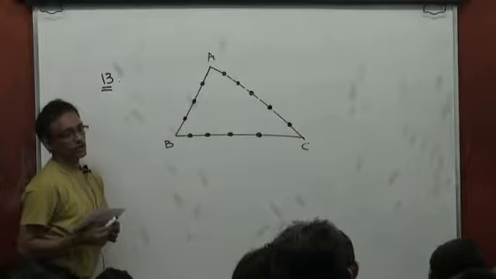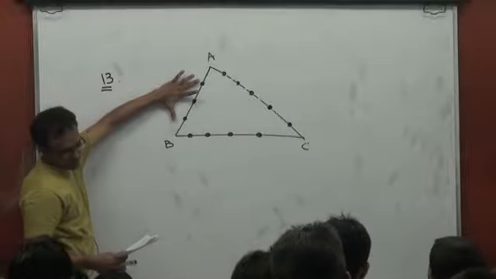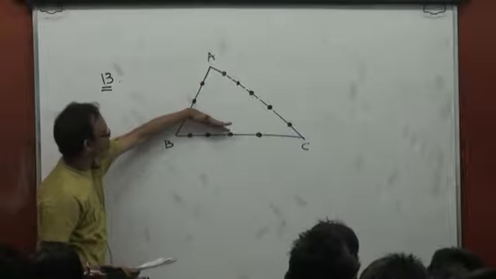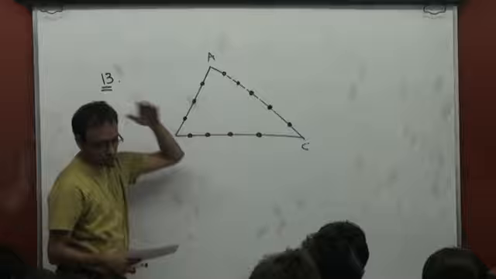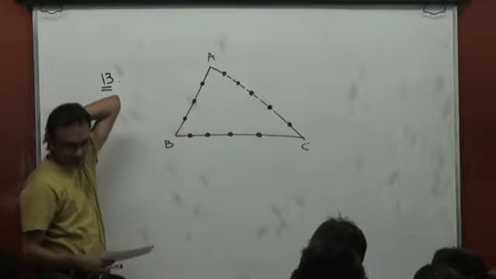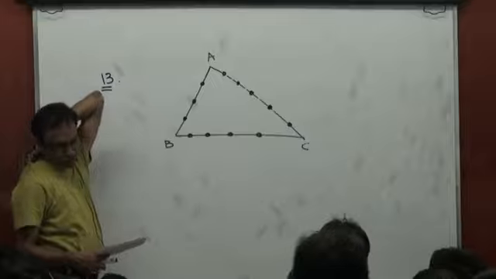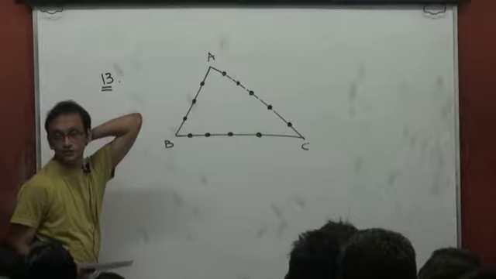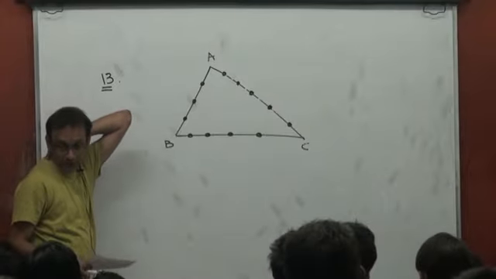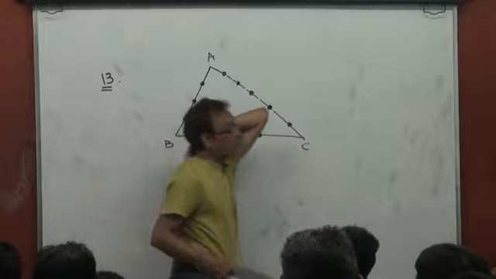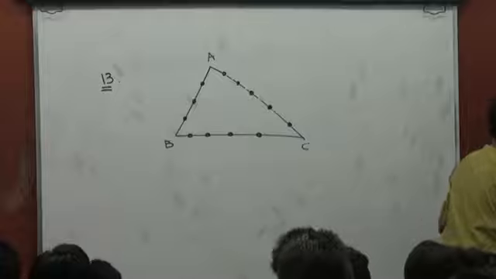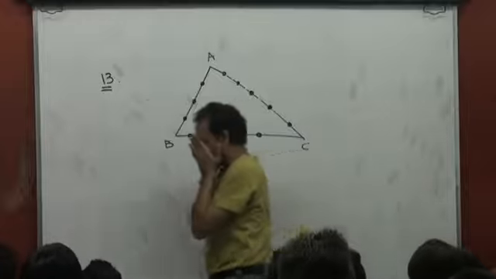These are three sides of a triangle and there are 3 points marked on AB, 4 points marked on BC and 5 points marked on AC. And we want to create triangles out of these interior points as vertices. With these as the vertices, I want to create triangles. How many triangles could we create in the process? Okay.